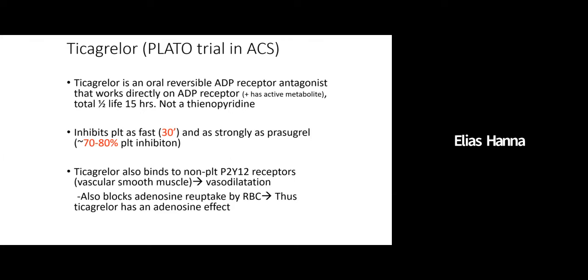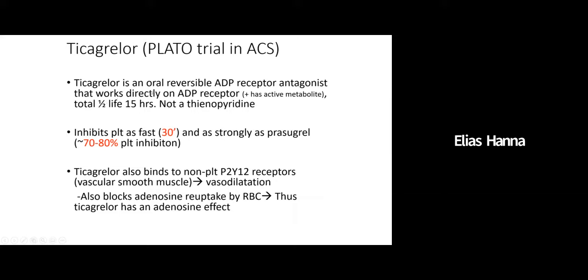So I'm going to talk about Ticagrelor now. I mentioned prasugrel and Clopidogrel. I'm going to talk about Ticagrelor, which is more widely used, although it's really not better than prasugrel. I will mention it a little later. So Ticagrelor, the main trial is the Plato trial.